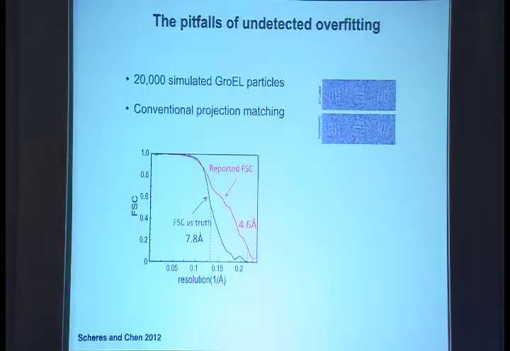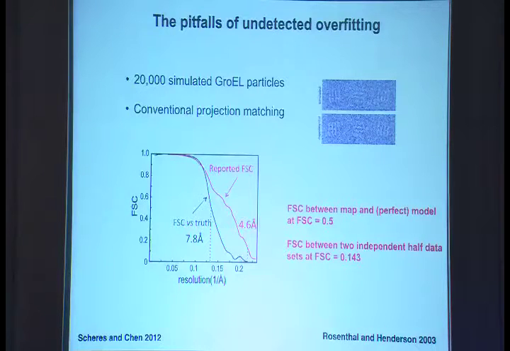So when you do a conventional projection matching, where you don't divide the data set into two halves but use all the data for a refinement, then you get a resolution of about 4.6. But in reality, the map is really 7.8. That's because somehow the noise is building up during this refinement, and it gives a resolution which is not true.